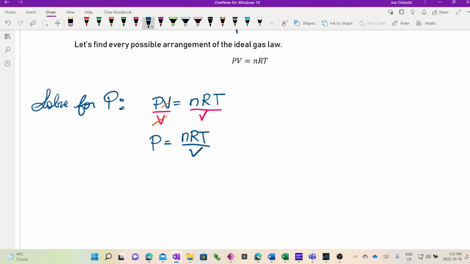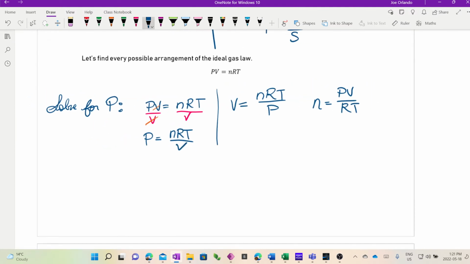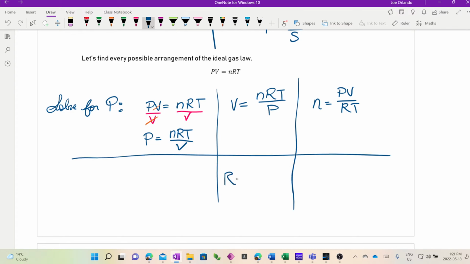What does V equal? Very good. What does N equal? Very good. And if anyone's like, hey, you're going way too fast here, just tell me. That's what I'm here for. R equals what? PV over NT. Yep. And then T is PV over NR. We all comfortable with those?